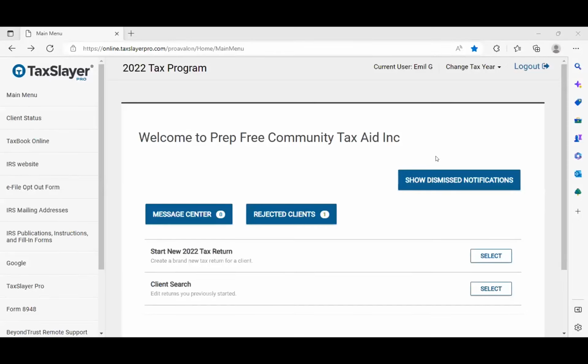If you do see this screen, of course, it is of the tax program itself. Again, Tax Slayer. Let's do this. As you can see here, there are many screens, many little links to navigate, and hopefully you can see what I'm seeing right here. I have logged in to the program. You see the current username. That's me, Emil G.